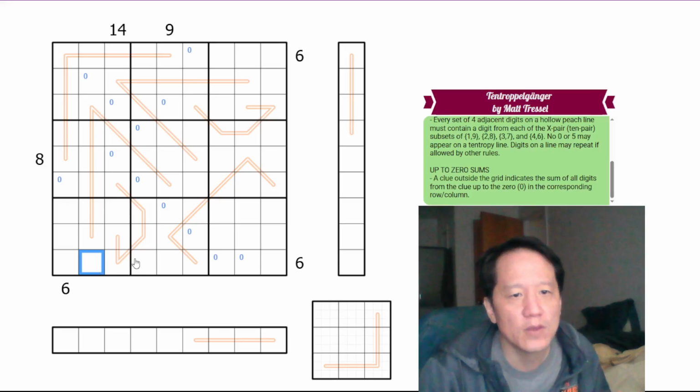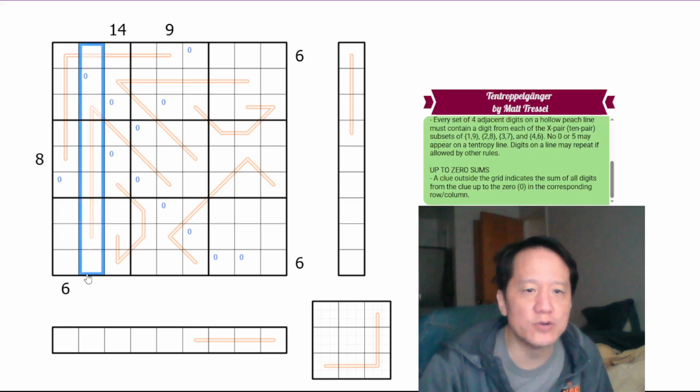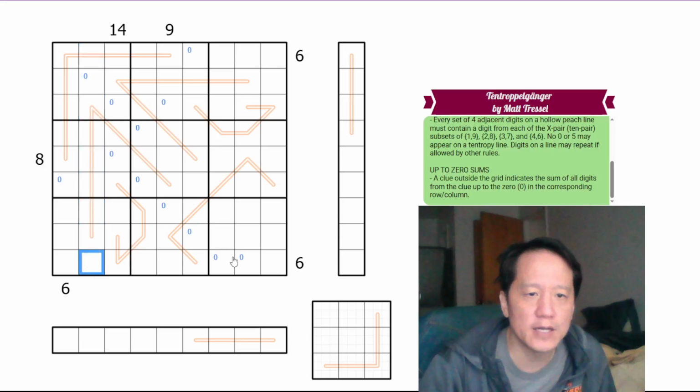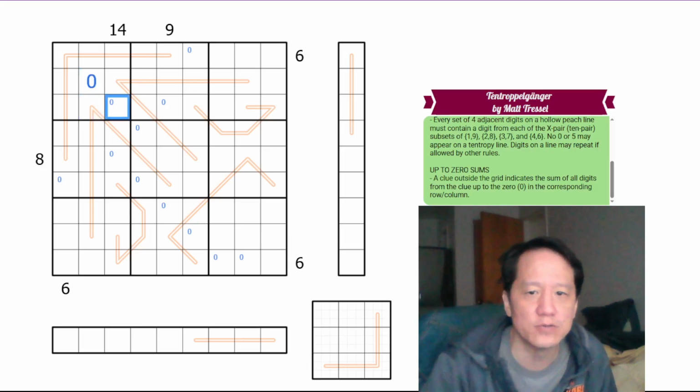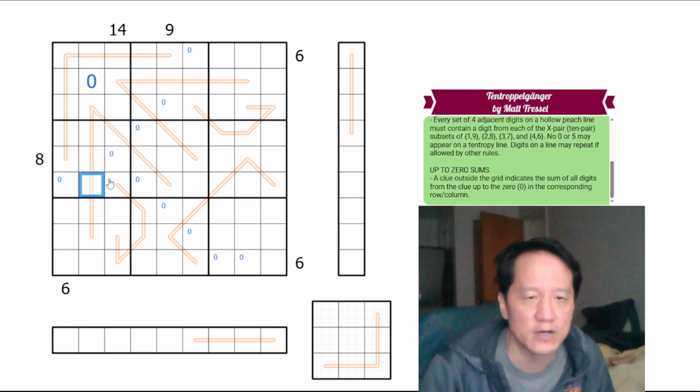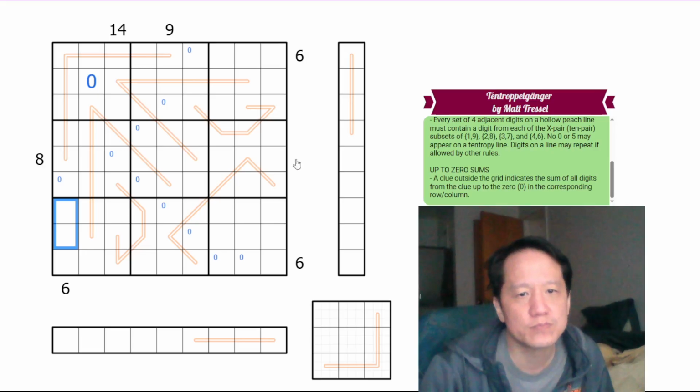Interesting. Okay, so where is 0 in column 2? It cannot be here because of the up to 0 sums, and it can't be on Tentroppel lines, so it has to be here. So this is 0, which eliminates 0 from being there. But we still don't know where the zeros are here. It's either here or here. This could be many things.